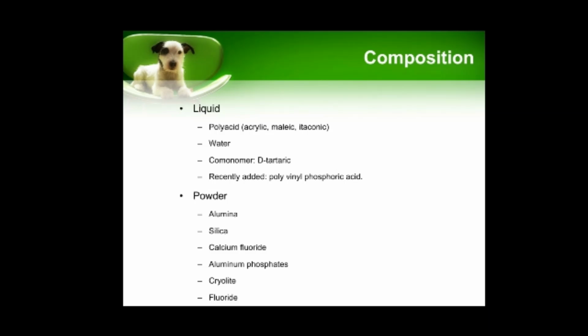So the composition of glass ionomer includes liquid and water. The liquid includes polyacid, that is acrylic, maleic and itaconic acids, water, and co-monomer. The co-monomer is D-tartaric acid. It will accelerate the set reaction, increase the working time, and increase the translucency and the strength of the material. The recently added one is polyvinyl phosphonic acid.